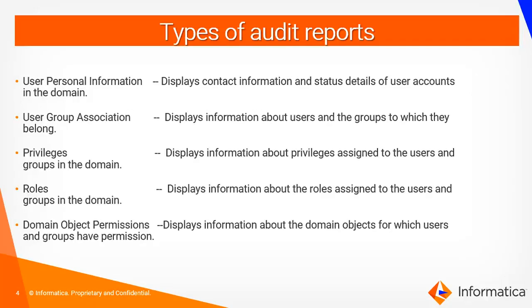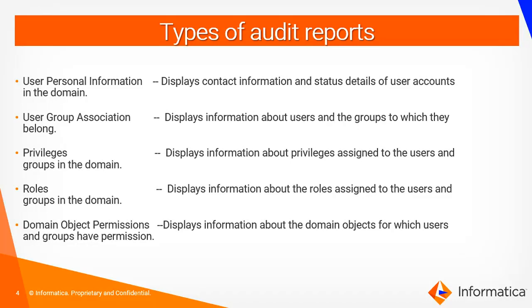There are 5 types of audit reports which can be generated in the Informatica domain. One is user personal information. This displays the contact information and status details of user accounts in the domain. Second one is user group association. It will give the association between the user and groups.